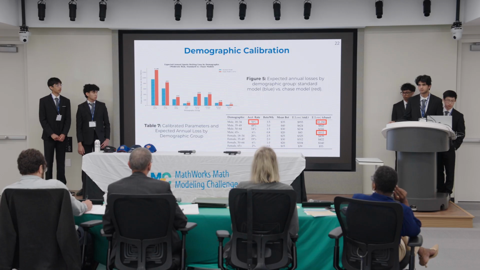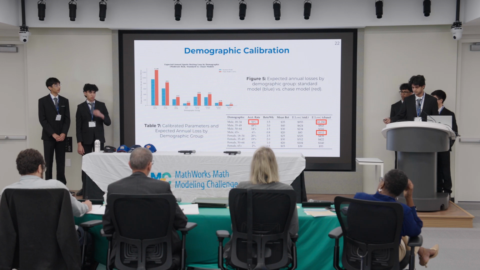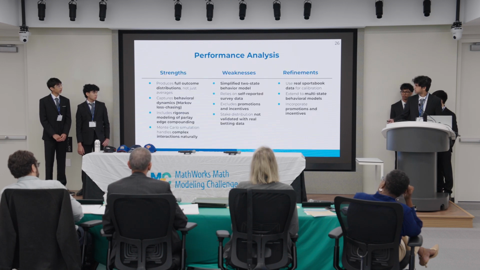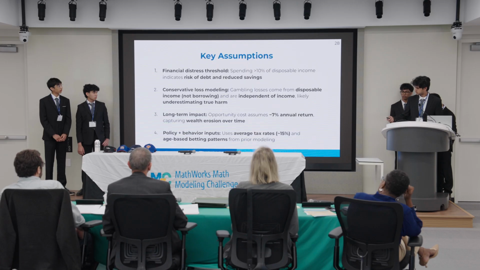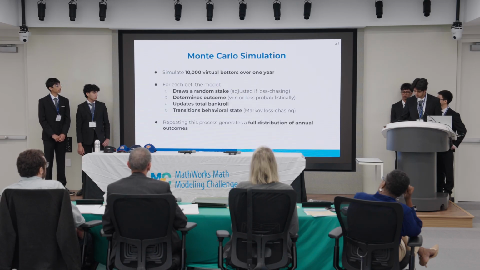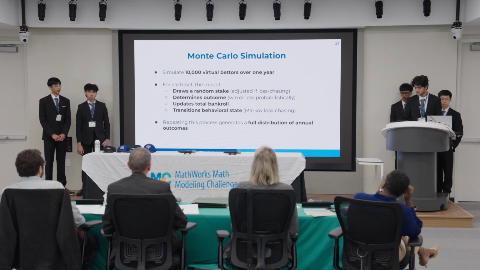Aggressive bettors, who only win a fourth of the time, end up spending more than half their betting life at elevated stakes, creating a damaging self-reinforcing feedback loop. We simulate 10,000 virtual bettors through a full year by drawing random stakes, determining outcomes, and transitioning Markov states. The result is a complete distribution of annual outcomes, including the tails, which become relevant in question 3.